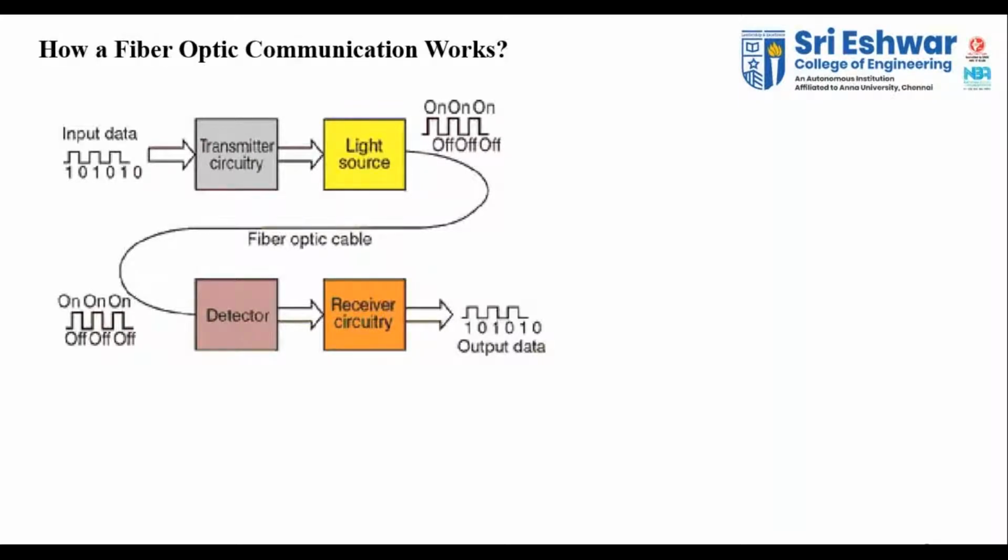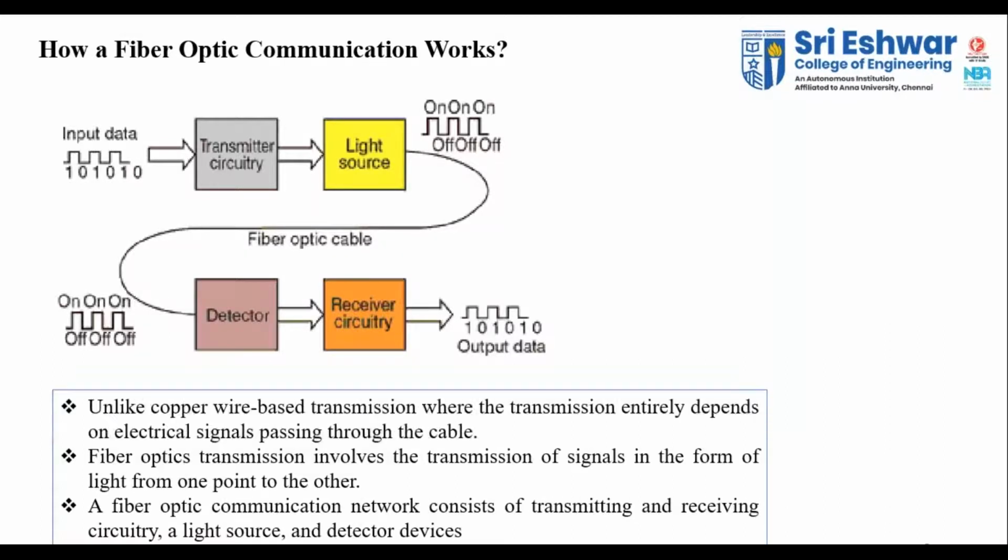Again, normally it is connected to some other device. So we have to reconvert the light pulses into electrical pulses. Then the electrical pulses are the output data, which is connected to the printer, display system, or any control system. So this is the basic operation.